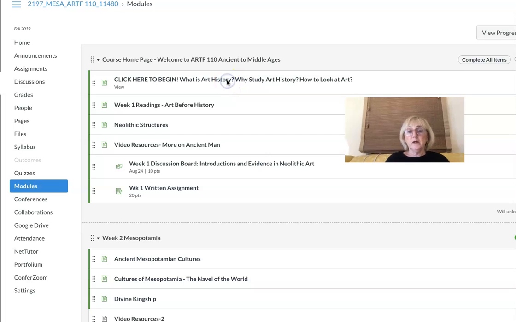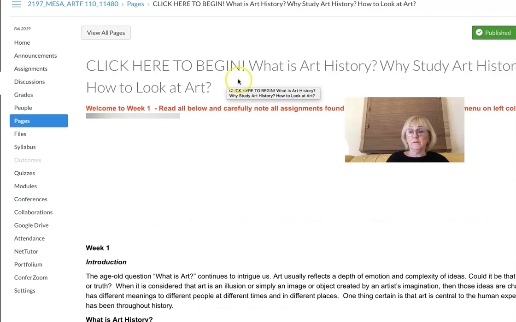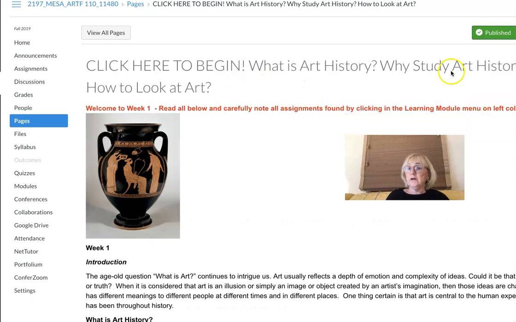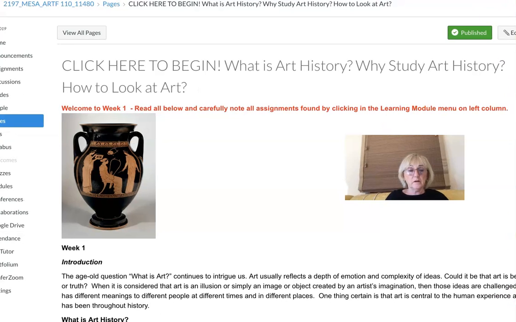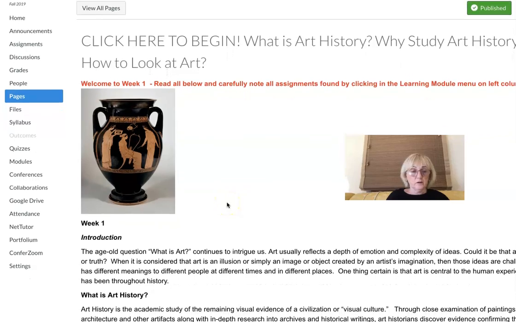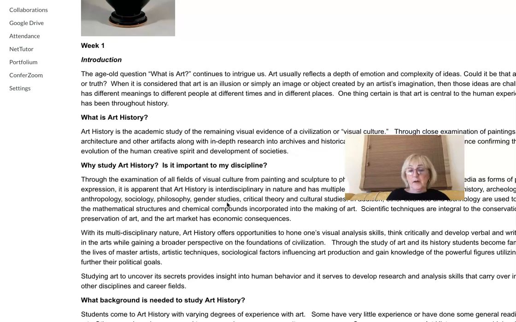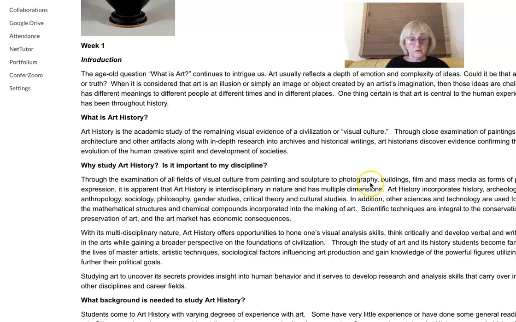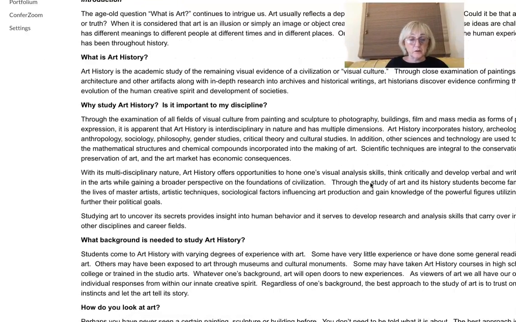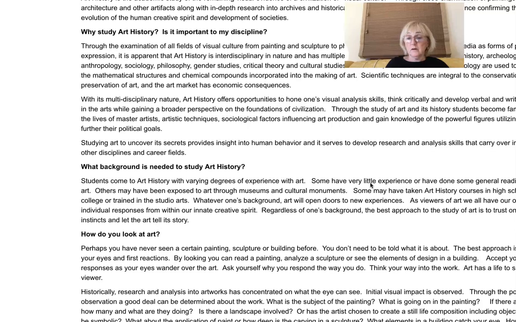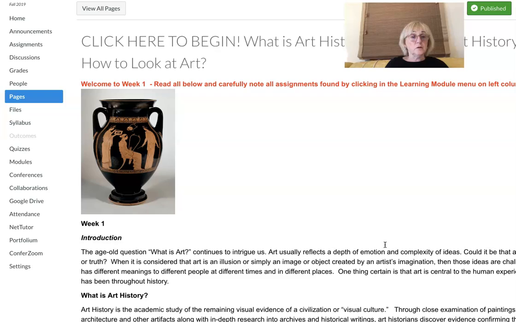So the first week looks at what is art history, why study art history, and how to look at art. There's a lot of reading here as well for you, resources you can look at explaining the definitions of the meaning of art and art history. Why do we study art history? What background do you need to study art history? Really just a lot of observation skills is all you really need, and reading and research abilities. How to look at art, what are you looking for when you're looking at a work of art. So please read over Module 1 pages.